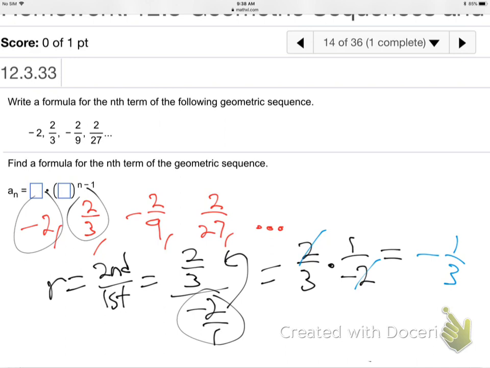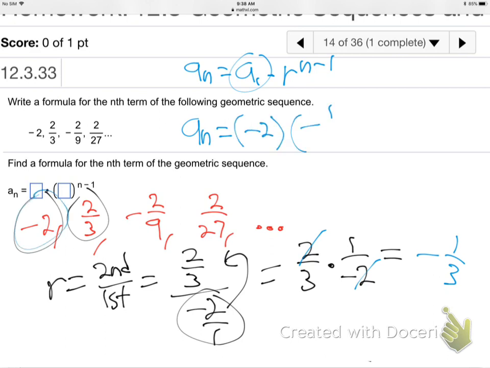Okay, so now we can write the formula, huh? Formula is a sub n is a1 times r to the n minus 1. So a1, what's a1? It's the first term, negative 2, times r, which is negative 1/3, to the n minus 1. That's all they want, that formula. That's what they want in these boxes here: the negative 2 and the negative 1/3, the a1 and the r. All's well? And move on. Questions?